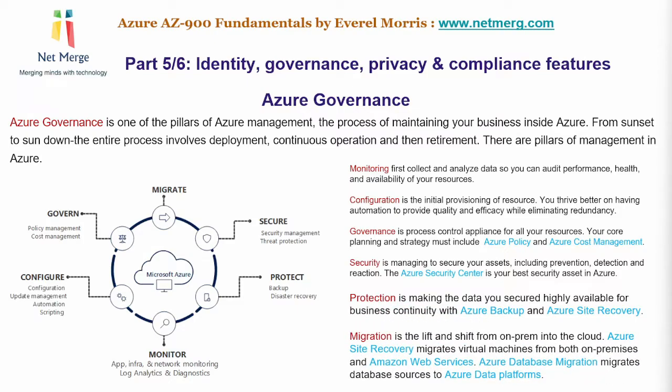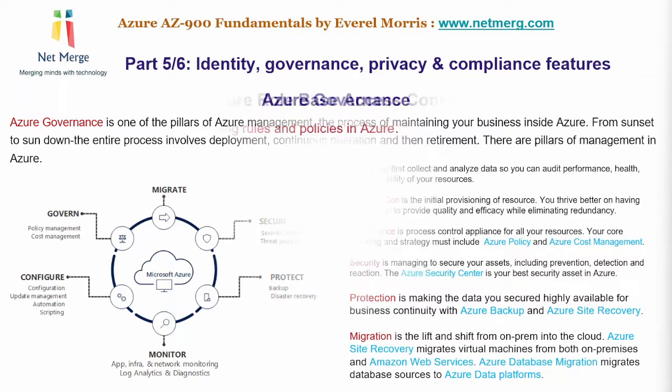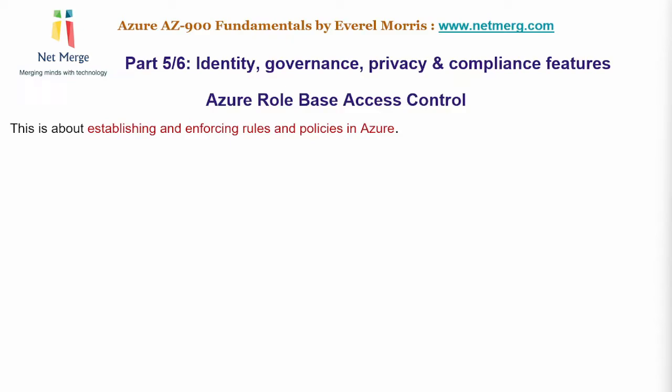Migration is a frictionless lift and shift from on-prem to the cloud. So, Azure Migrate moves virtual machines from both on-premises and other cloud service providers such as Amazon Web Services. Azure Database Migration, we spoke about the migration instance as well, migrates database sources to the Azure data platform. So we're taking a broad look at the overall governance in Azure.